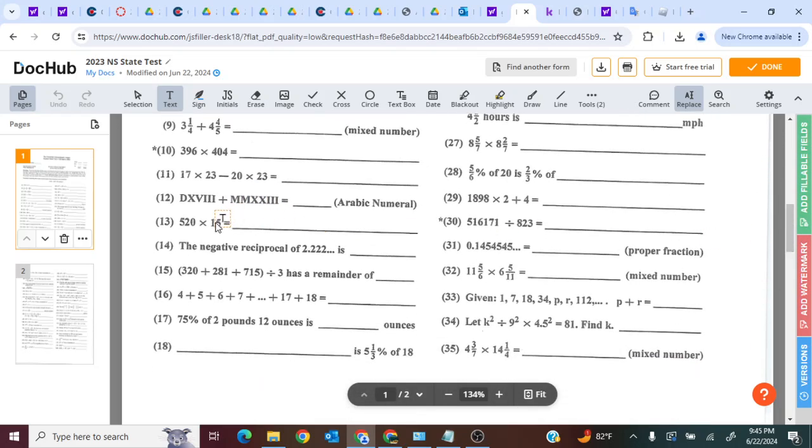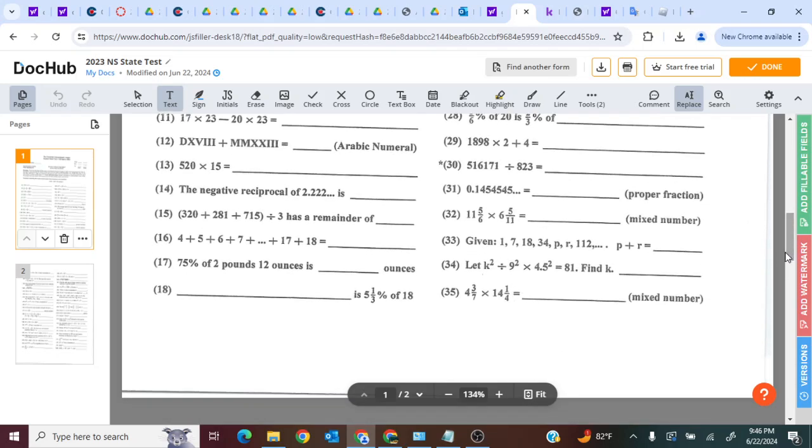Anything multiplied by 15 is the same as multiplying by 3 and dividing by 2, and then you add a 0. So do that for this: 52 over 2 times 3 is 78, and then 2 zeros afterwards. Negative reciprocal: make this an improper fraction, flip the numbers, and make it negative. So 20 over 9, negative 9 over 20.